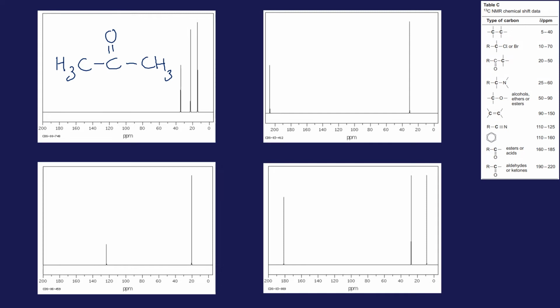Now because this is a ketone, I can go straight down to the bottom and expect to see a peak between 190 and 220. That's using my data book. So there should be a peak between 190 and 220. So that means that it has to be this one.